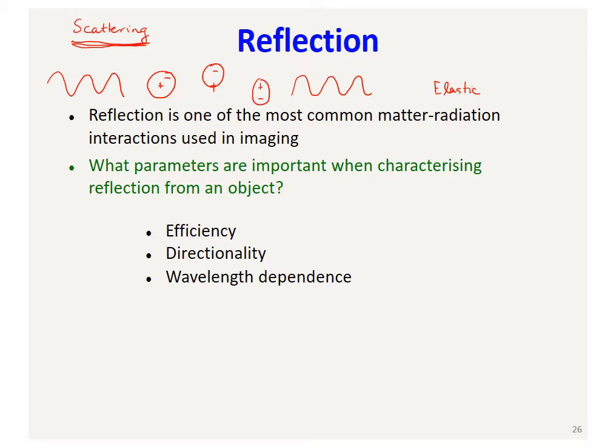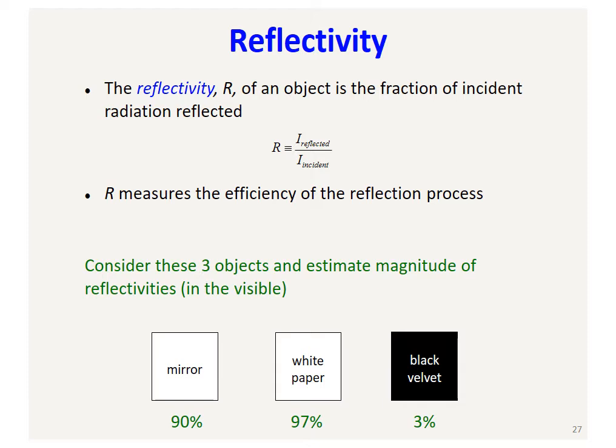And if we want to characterize reflection from material, then we need to understand its efficiency, what percent is reflected, the directionality, does it all come out at one angle or does it come out at a number of angles, and the wavelength dependence. The reflectivity of an object measures the efficiency of the reflection process. It's the ratio of the irradiance of the reflected light to the irradiance of the incident light.